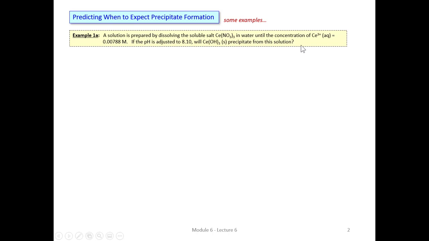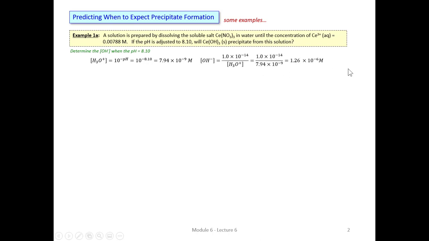So what we're going to do is intentionally adjust the hydroxide ion concentration by adjusting the pH, and then we're going to ask, well, taken together, is there enough cerium-3 and enough hydroxide from this pH value to precipitate cerium hydroxide from solution? Well, in order to do this, it would be nice to know what the hydroxide ion concentration is, so we use our expertise from the acid-base chapters and say that at a pH of 8.1, the hydronium ion concentration would be 7.94 times 10 to the minus 9, which means the hydroxide ion concentration would be 1.26 times 10 to the minus 6.